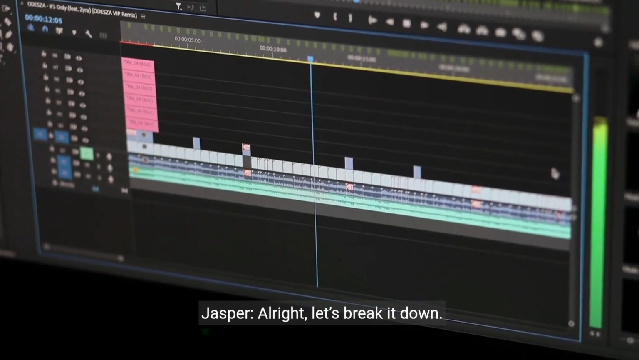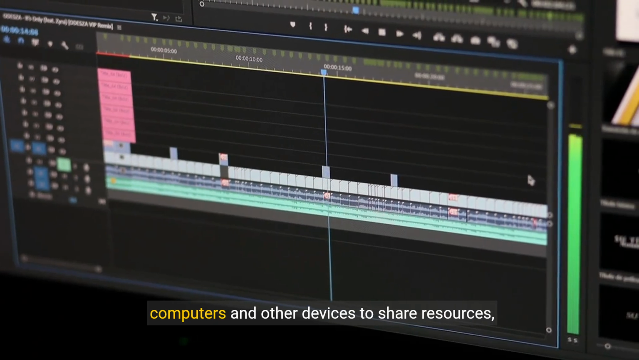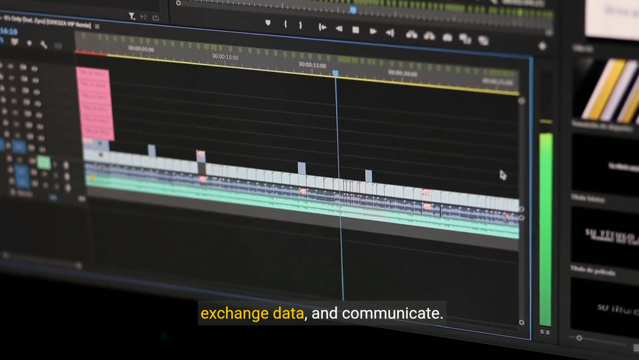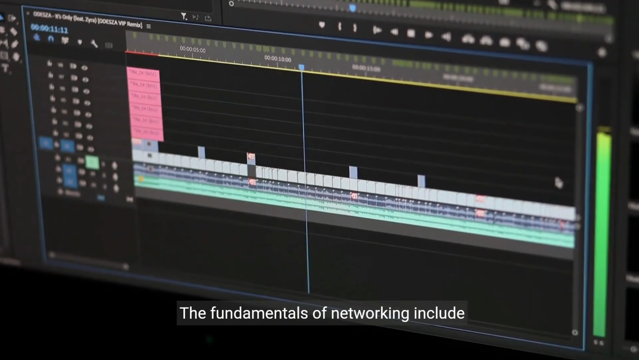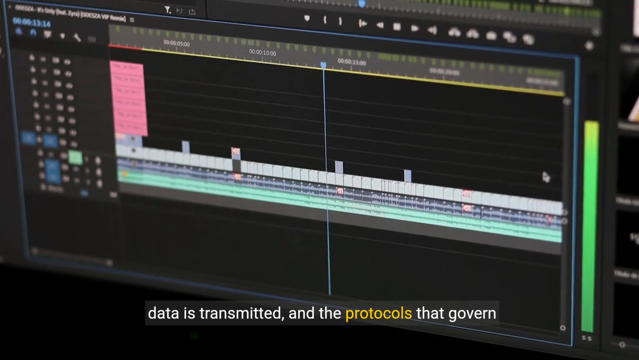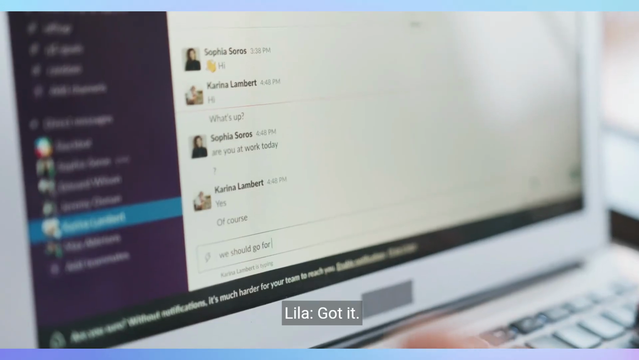All right, let's break it down. Networking is essentially the practice of connecting computers and other devices to share resources, exchange data, and communicate. The fundamentals of networking include understanding how these connections are made, how data is transmitted, and the protocols that govern these processes. Lila, got it.